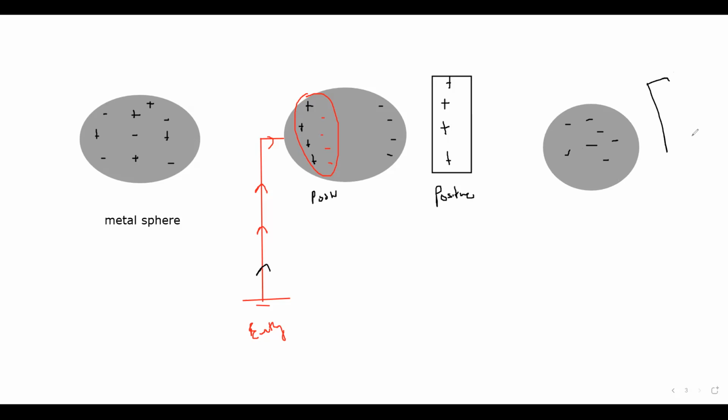And if I want to make it permanently charged, what should I remove first, the earthing or the charge rod? So we should remove the earthing. The earthing wire must be removed first and then the charge rod. So this is how we can make the object permanently charged.